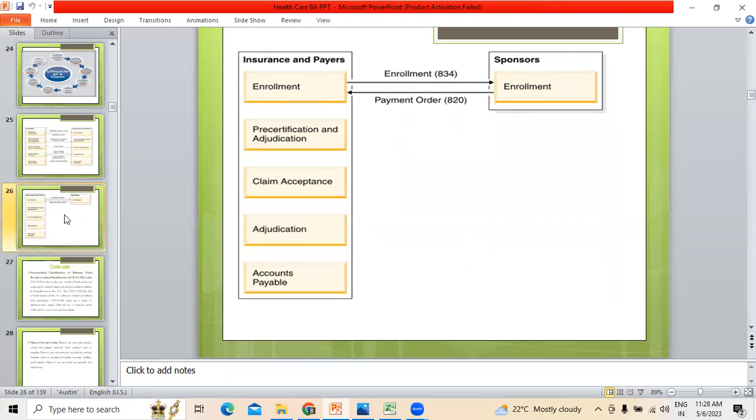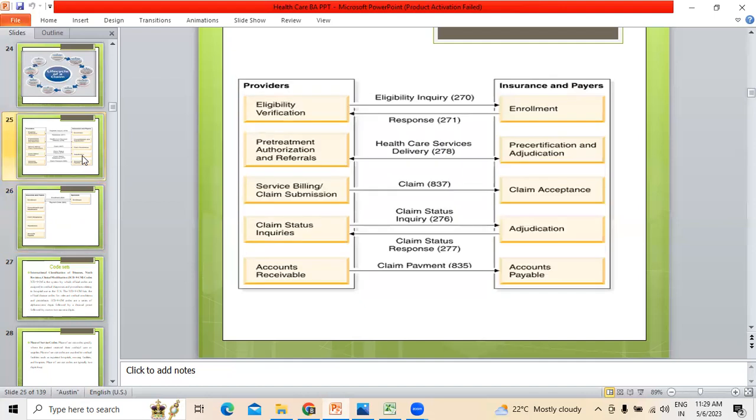That sponsor, because the insurance company will send enrollment details through 834 to the sponsor, the organization where employees are working, because they will be made insured. Based on that, the sponsor will give you the payment order accordingly. Whatever payment order they have raised comes under 820. So these are the different codes which we normally use in claim processing.